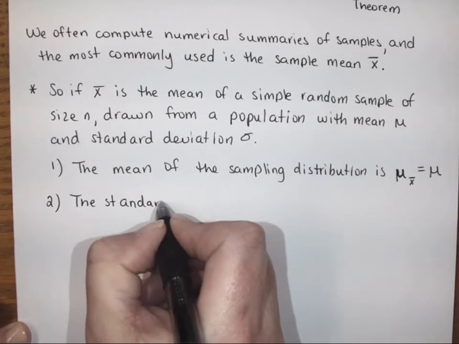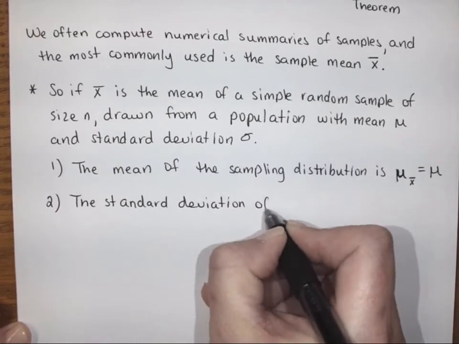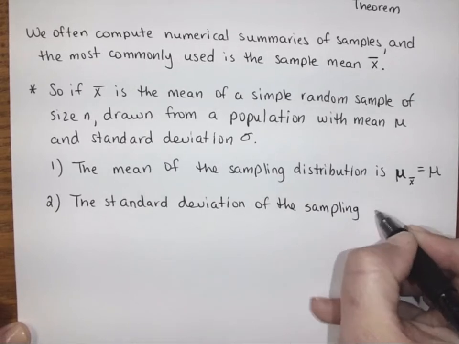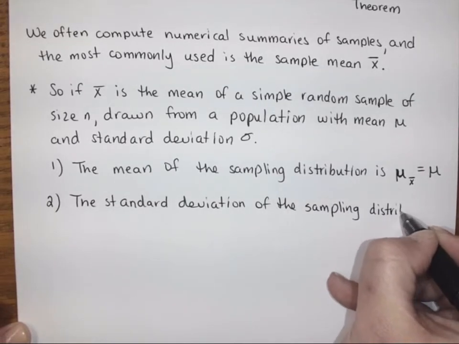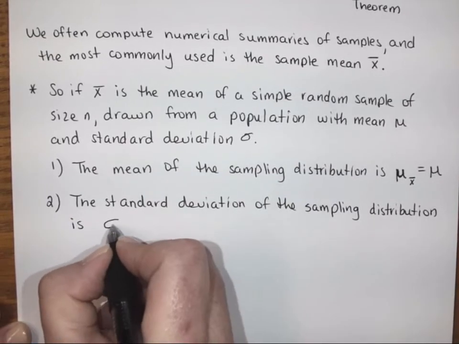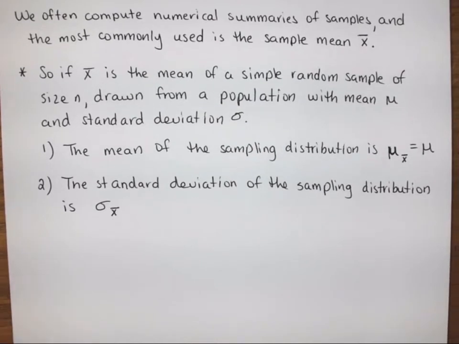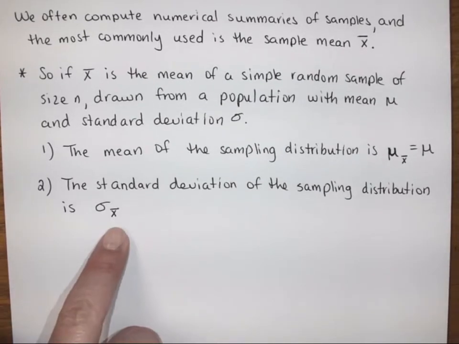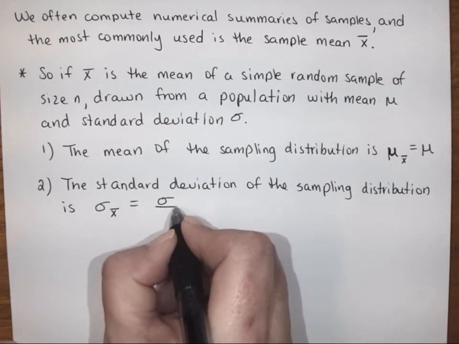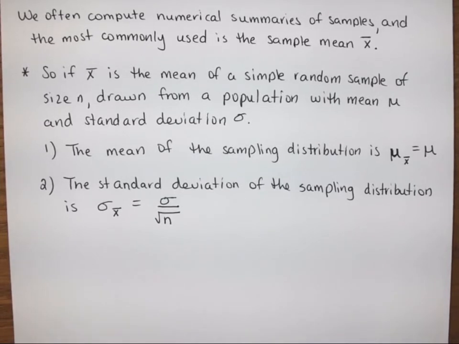So number two, the standard deviation of the sampling distribution is going to be sigma sub X bar, okay, or the standard deviation of the X bars. That's what that means. The formula for this is going to be the population standard deviation divided by the square root of n being the number of values in the sample.